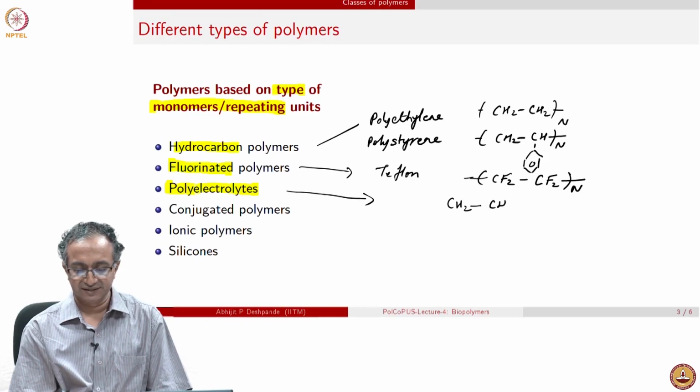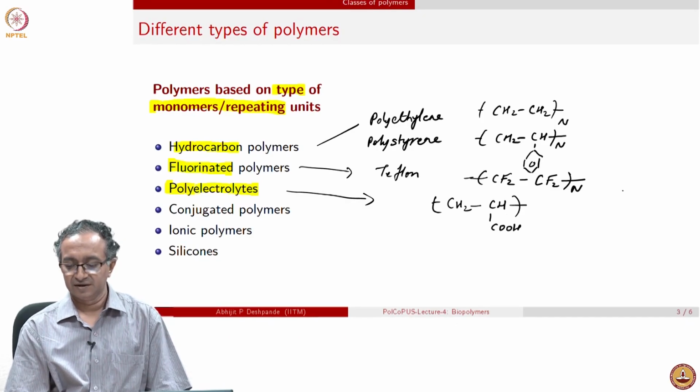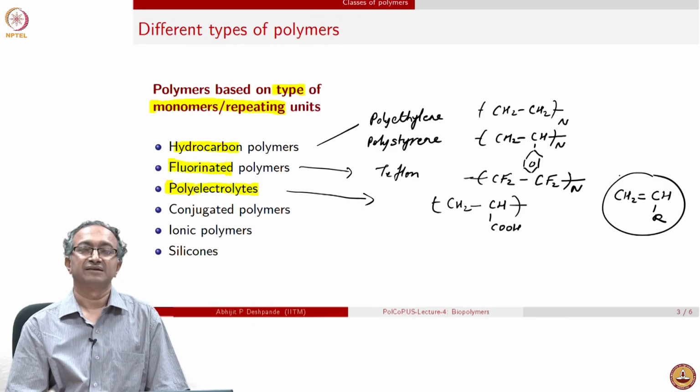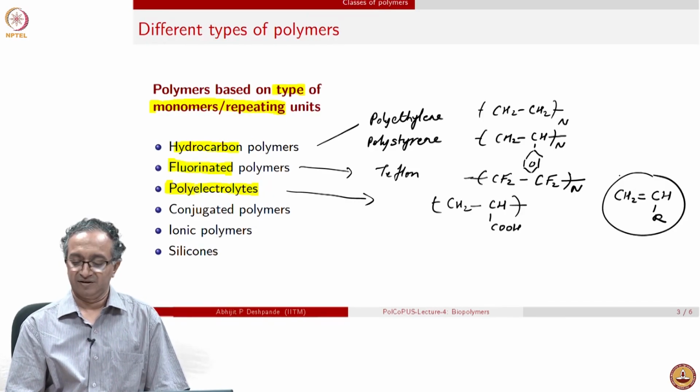Again, you can see that many of these are very similar in that all of these are broadly made from monomers which are of this kind. So this monomer is very versatile. By changing R, for example, we can get polystyrene. If we change R to a carboxylic acid group, we get what's called polyacrylic acid.